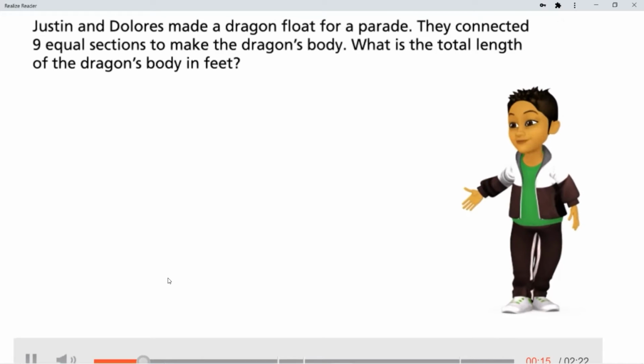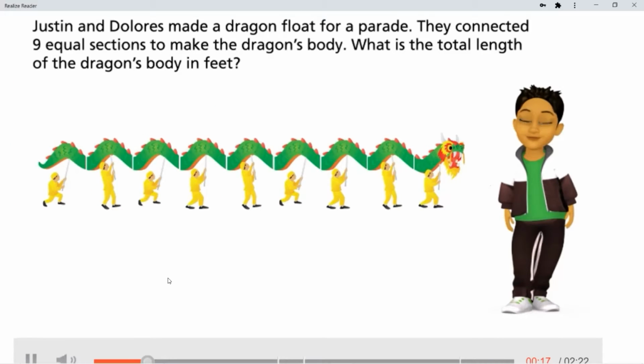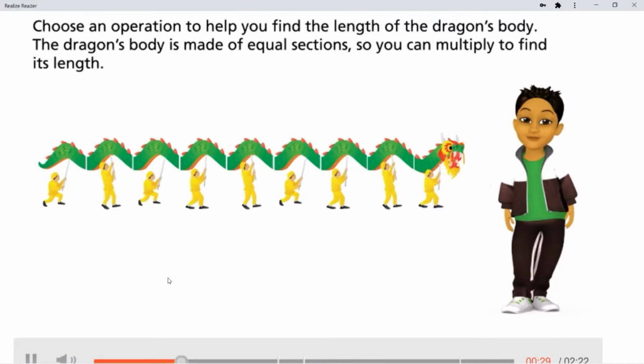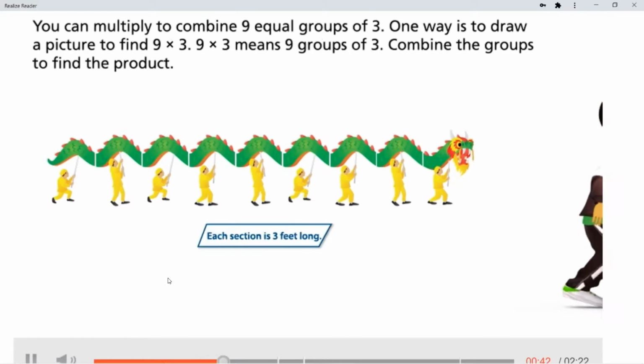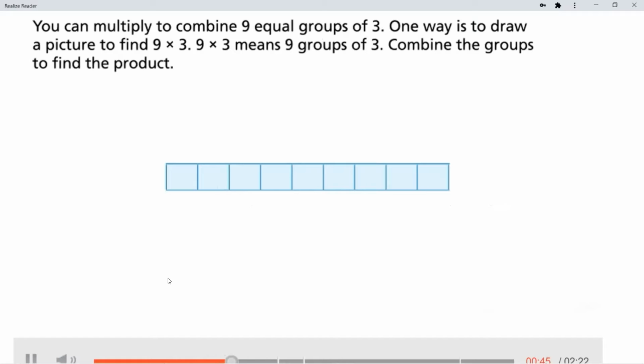Justin and Dolores made a dragon float for a parade. They connected 9 equal sections to make the dragon's body. What is the total length of the dragon's body in feet? Choose an operation to help you find the length of the dragon's body. The dragon's body is made of equal sections, so you can multiply to find its length. You can multiply to combine 9 equal groups of 3.